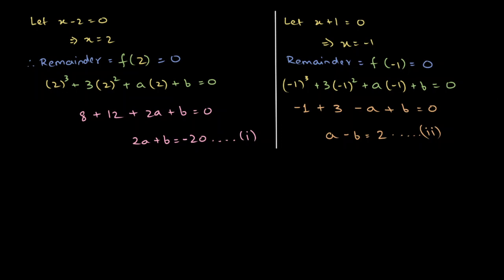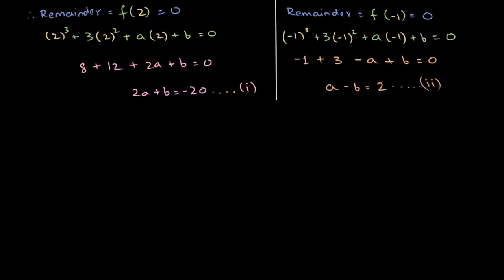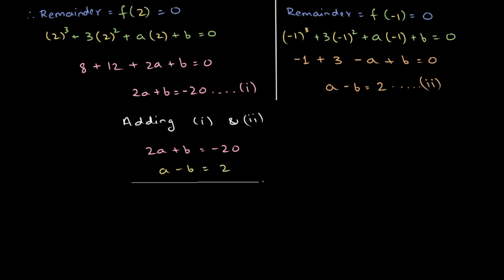So I have two linear equations in a and b, two unknowns, two equations, easy to solve. I'll solve them by adding equation number 1 and equation number 2. So what do I get when I add the two? Equation number 1 is 2a plus b equal to minus 20. Equation number 2 is a minus b equal to 2. If I add the two equations, what do we get? 2a plus a makes it 3a, plus b minus b gets cancelled out. Minus 20 plus 2 makes it minus 18.